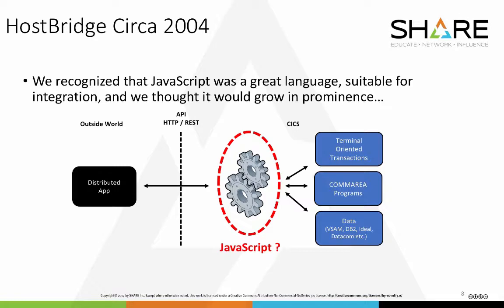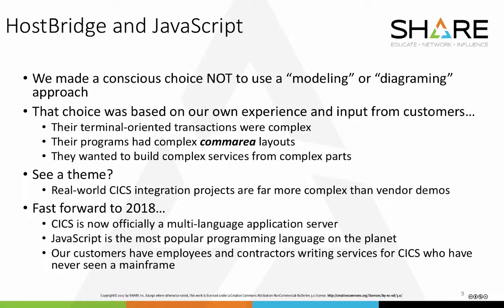And we have customers and employees and contractors writing services for CICS who would not know a mainframe if they were in the same room. And we sort of like that. We kind of like the idea that they create services for platforms they don't even know what they look like. But we did it for a very particular reason. Now, we made a conscious choice not to use a kind of a modeling or diagramming approach. When Glenn talks about his product, they did. And there's nothing wrong, right? It's a horses for courses thing. We made our choice just based upon the guidance of our customers, no differently than I'm sure they did based upon their guidance of their kind of original customer set.